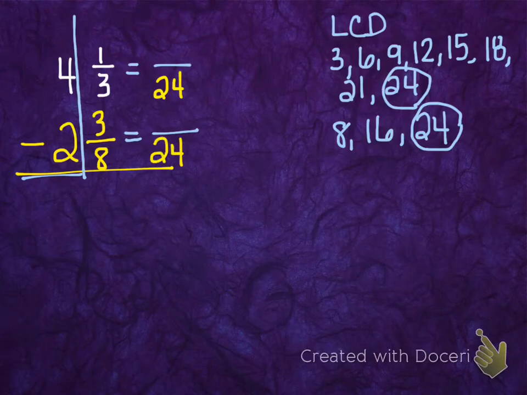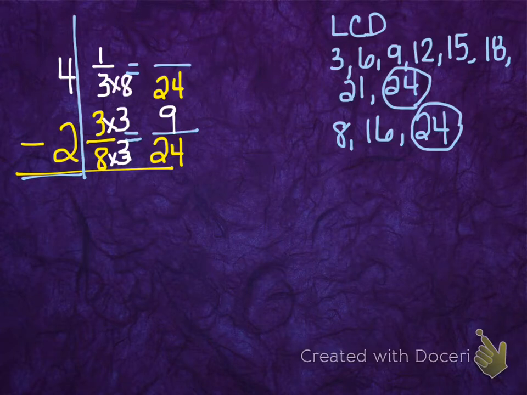Then I have to ask myself, what do I do to the 8 to make it a 24? Well, I multiply it times 3. And whatever I do on the bottom, I have to do on the top. 3 times 3 is 9. Now I do the same thing with my other one. 3 times 8 is equal to 24. So 1 times 8 is equal to 8.